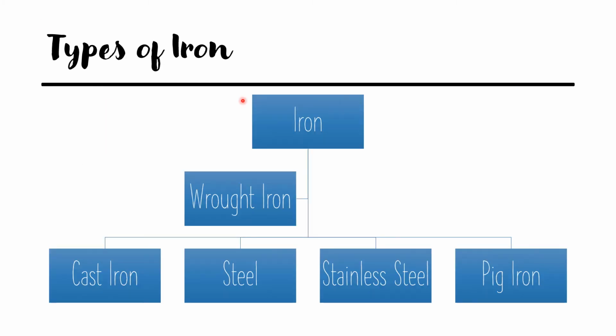In this slide, we will be talking about different types of iron that are present on Earth. So they are wrought iron, cast iron, steel, stainless steel, and pig iron. In fact, these are not the only ones that are present on Earth, but due to time constraint, we will be discussing only the common ones. So these are the ones. And now each of them will be having a specific slide and we will be discussing it in more detail.